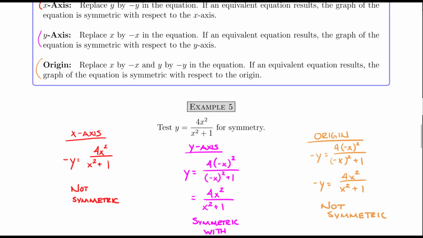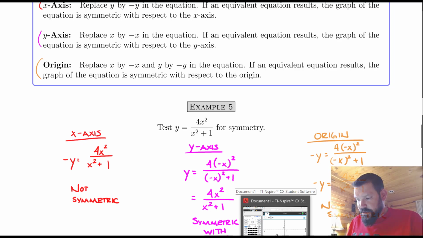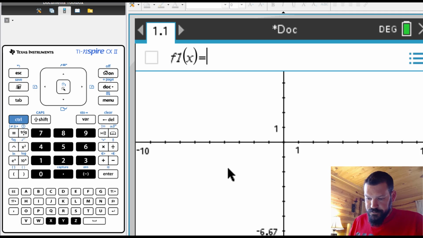And I'm not going to be lazy, so I paused the video for a second there so I could go set up my calculator. I want to illustrate this to you graphically. So we tested it algebraically. Let's graph the equation 4x squared over x squared plus 1.